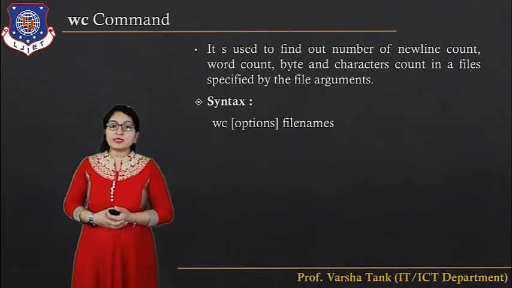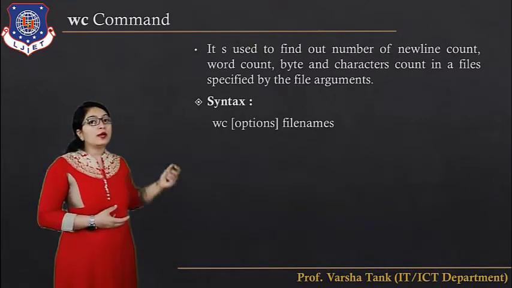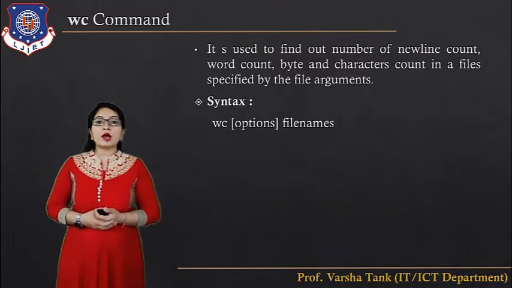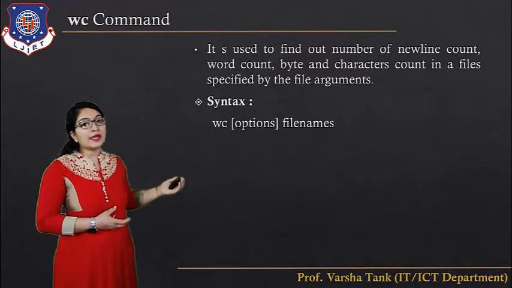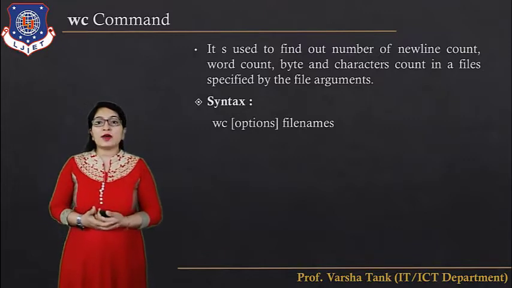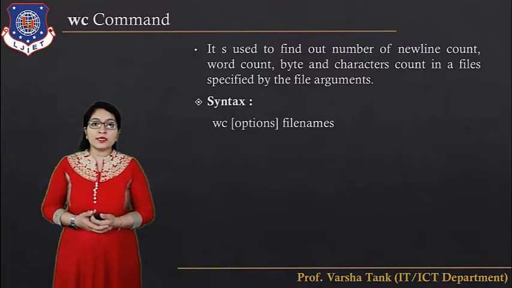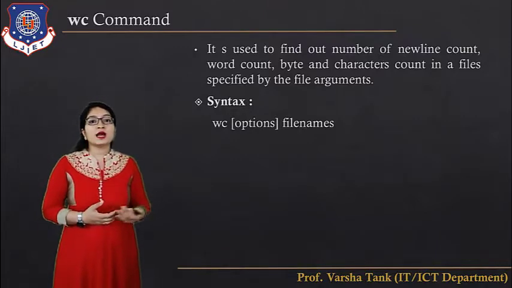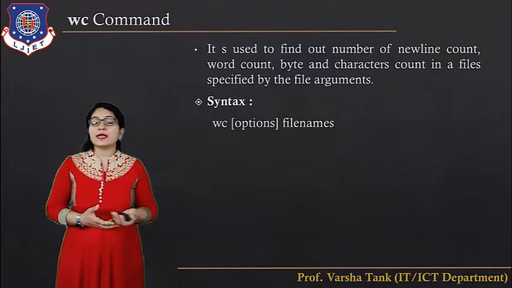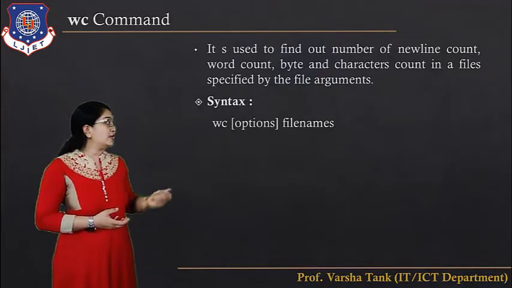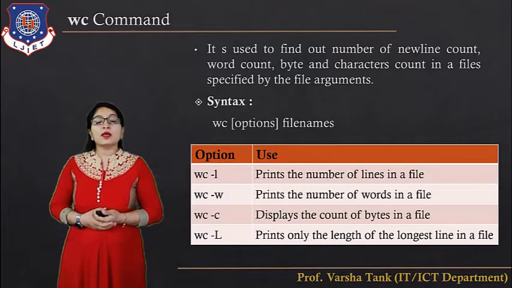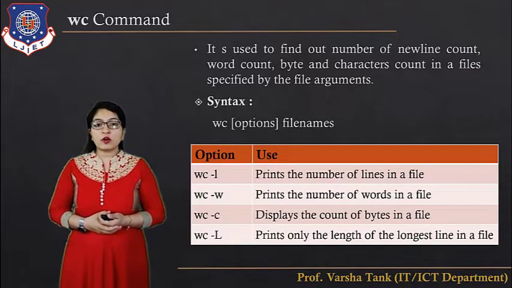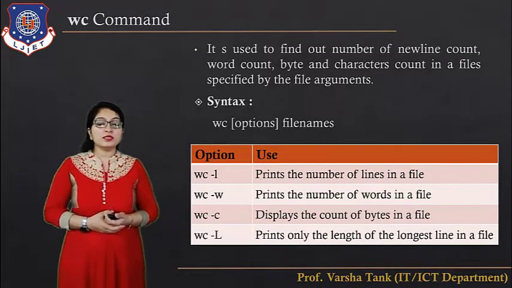Now the next one is the wc command. The wc command is used to find out the number of newlines, words, and bytes or characters in the file specified by the file arguments. So you can use wc for the newline count, word count, byte count, and so on. The syntax for this is wc options and file names. And here you can use a number of options to determine the output.